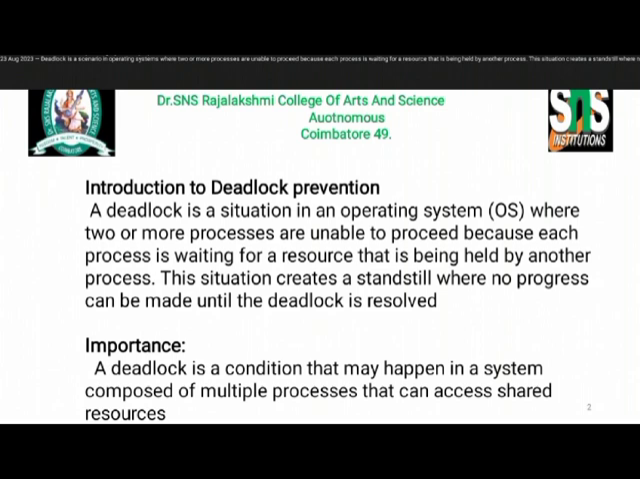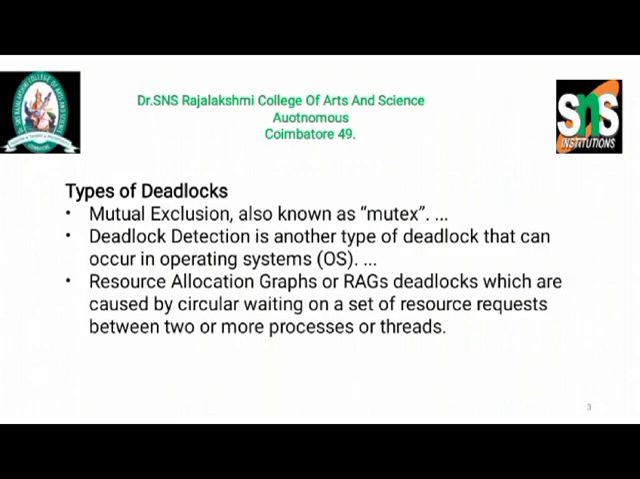A deadlock is a condition that may happen in a system composed of multiple processes that can access shared resources. The resources are nothing but printers, monitors, keyboards, or other hardware devices. Types of deadlocks: here we have different types of deadlocks. The first one is mutual exclusion, also known as mutex.